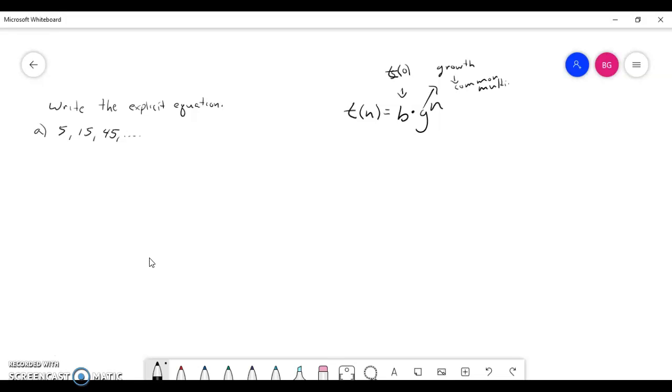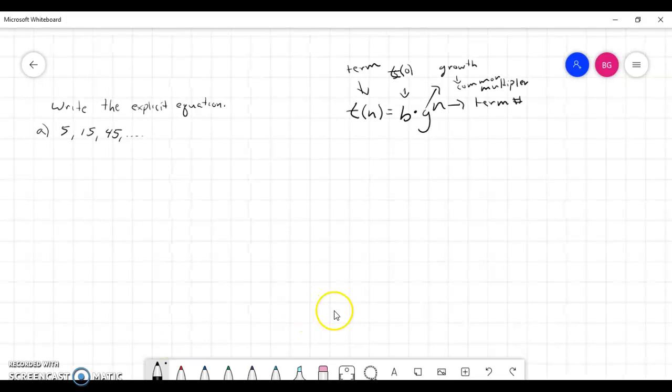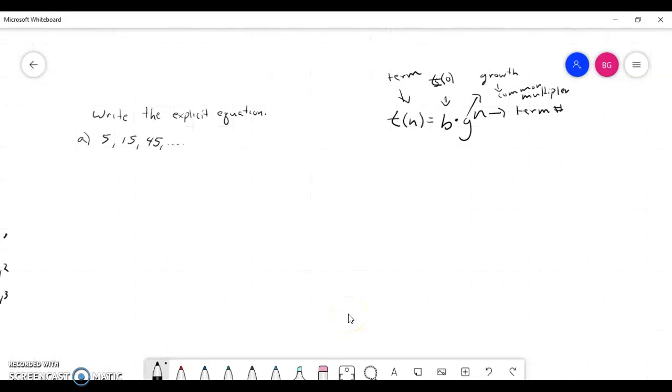Okay, our common multiplier. And then for n, that's our term number. So that stays our term number, and our T of n is our term. So you still have to do the same thing. You still need to find your growth, or the sequence generator, which in this case for geometric sequences is your common multiplier. You've got to find your 0 term still, but it's in this form where we have exponents. That's where we get this exponential idea.